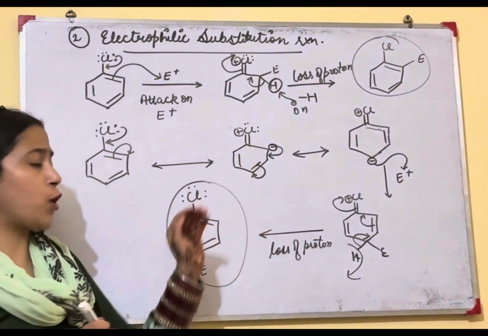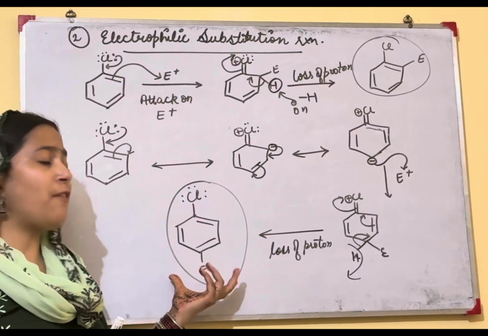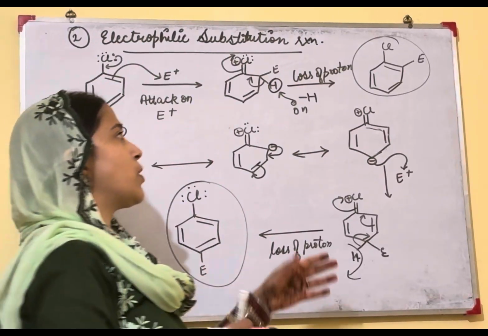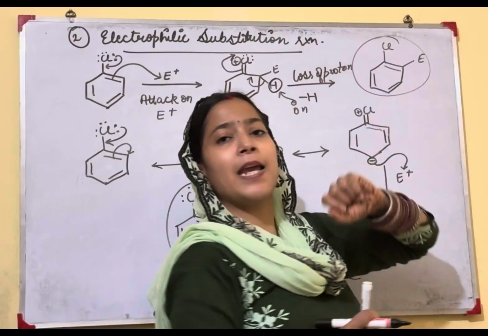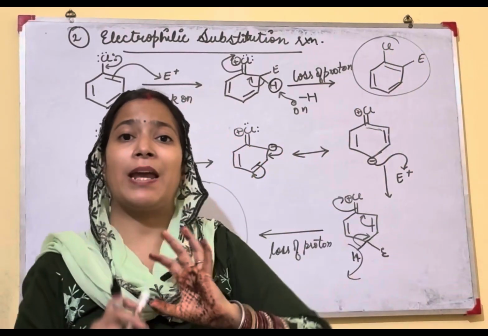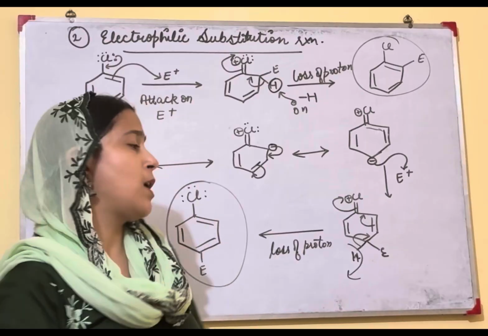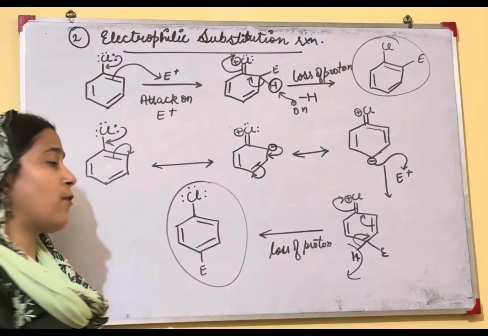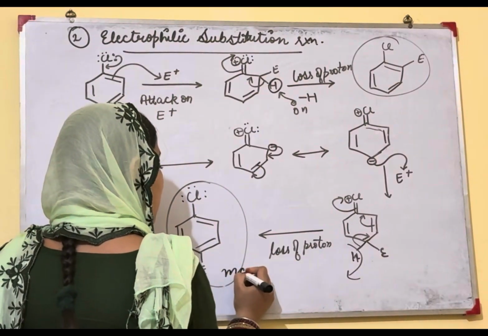Out of these ortho and para products, para will be the major. This is due to the steric hindrance. There will be steric hindrance due to the presence of any group at the ortho position, but at para there is no steric hindrance. So it will be the major product in any reaction.